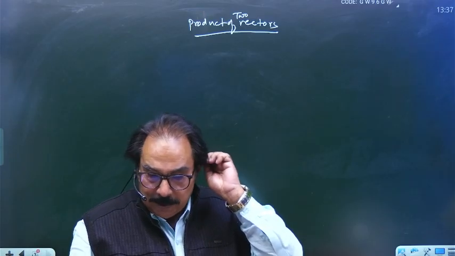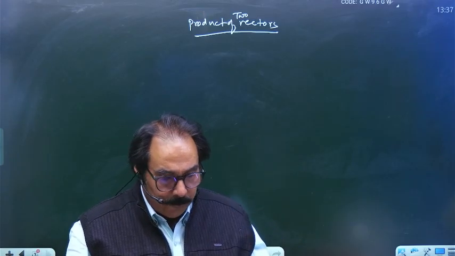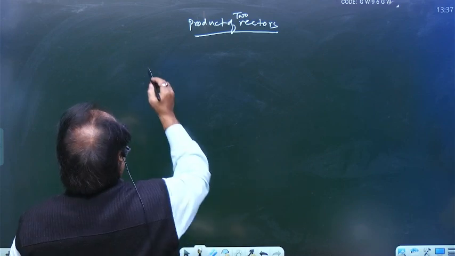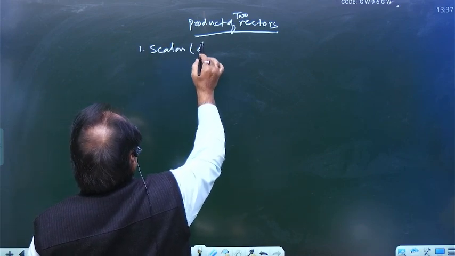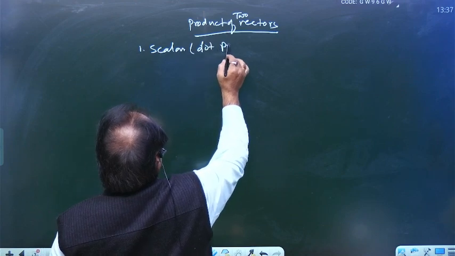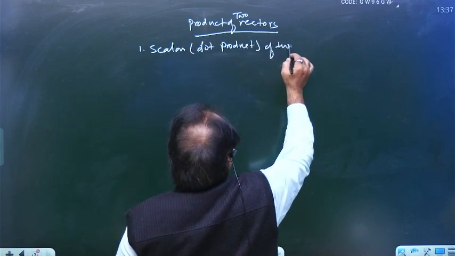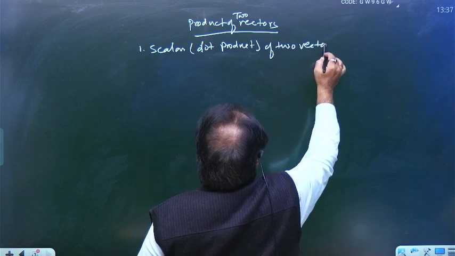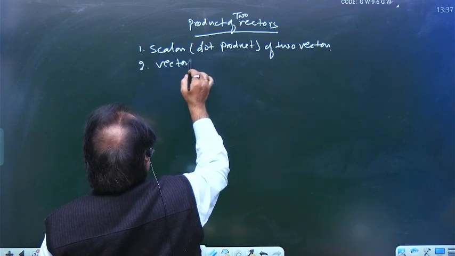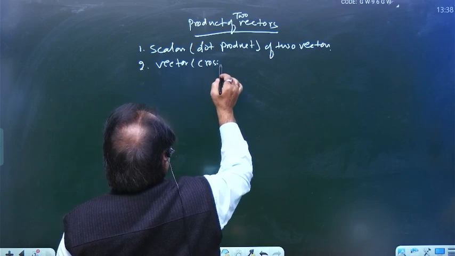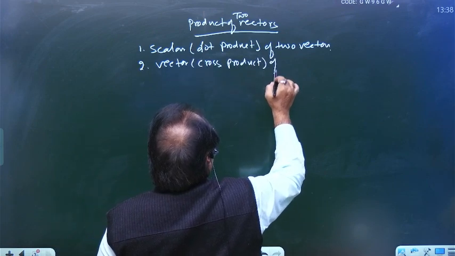Calculated by two different methods. One is called a scalar or dot product of two vectors, and the second one is the vector or cross product of two vectors.